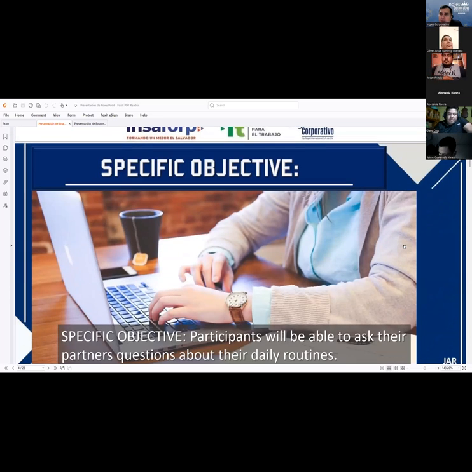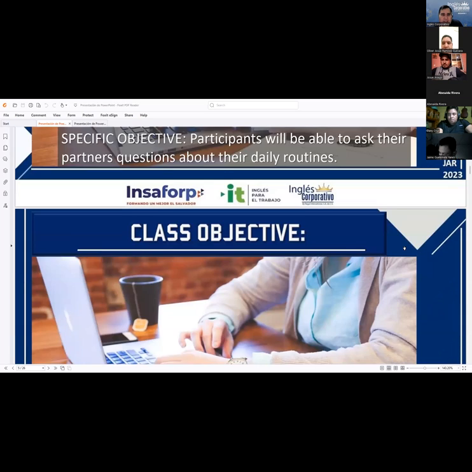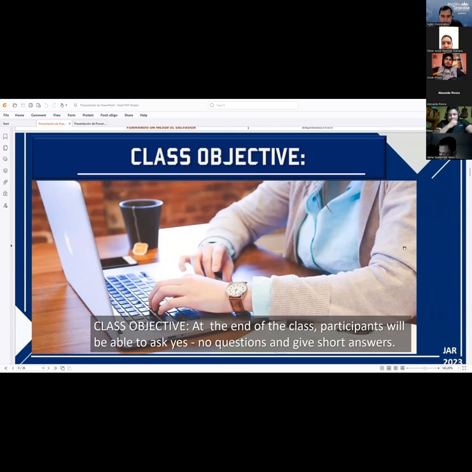This is the specific objective. This is the class objective. At the end of the class, participants will be able to ask yes, no questions and give short answers using the simple present tense.